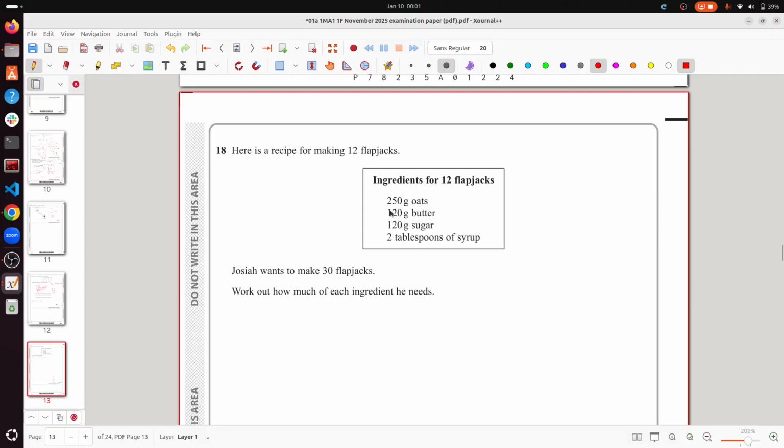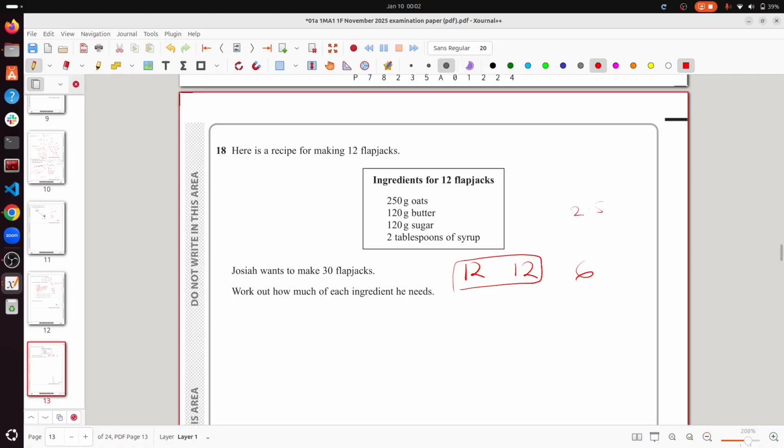Ingredients for 12 flapjacks: 250 gram oats, 120 butter, 120 sugar, 2 tablespoons of syrup. Josiah wants to make 30 flapjacks. Work out how much of each ingredient he needs. So for 30, how many 12s do I have in 30? We have 12, another 12, and then we have 6. So you can see that he will need double and then half.